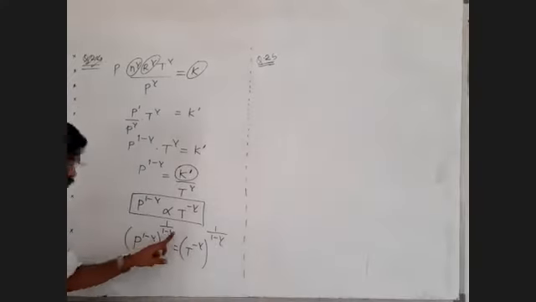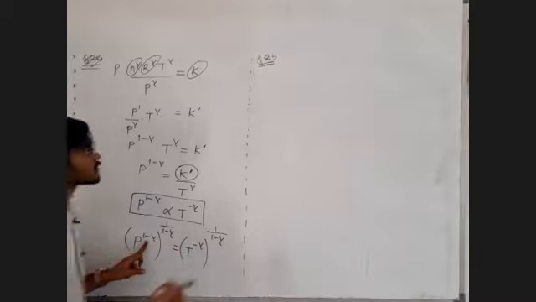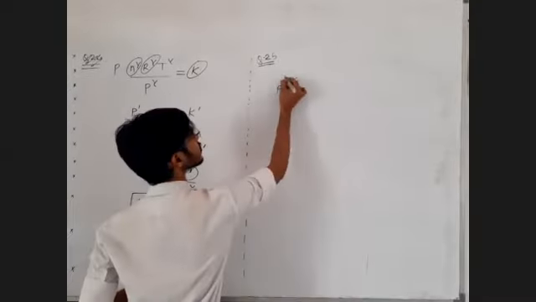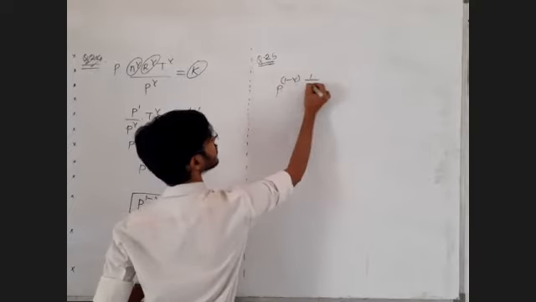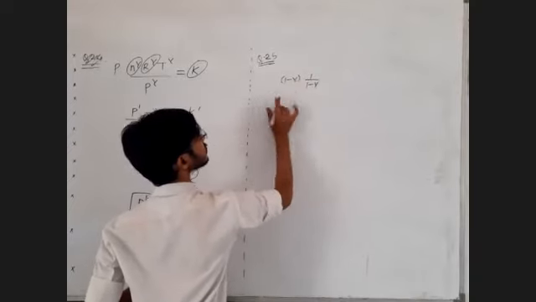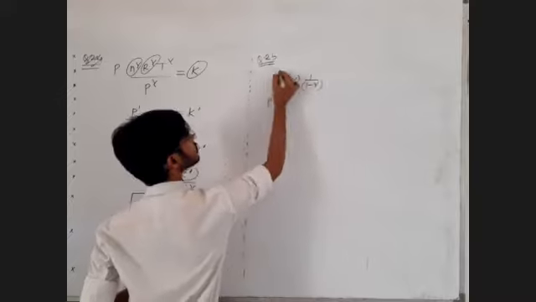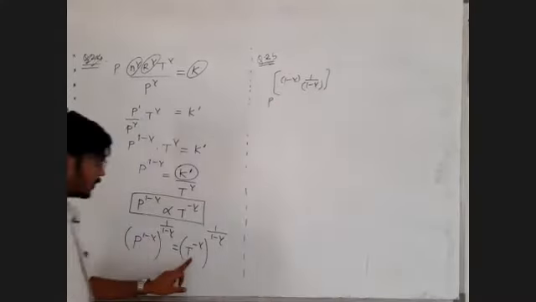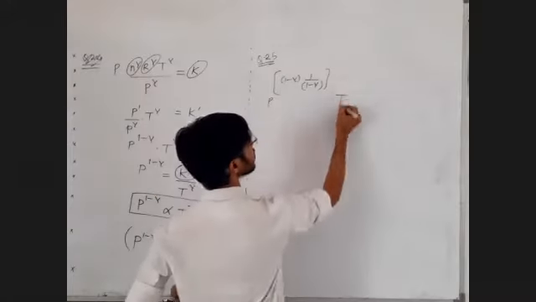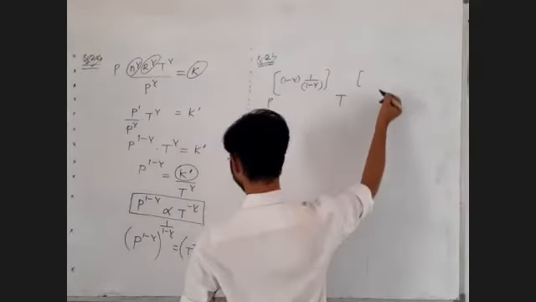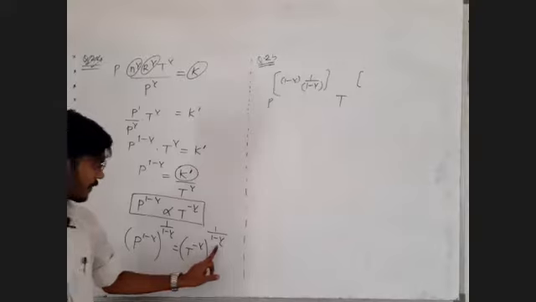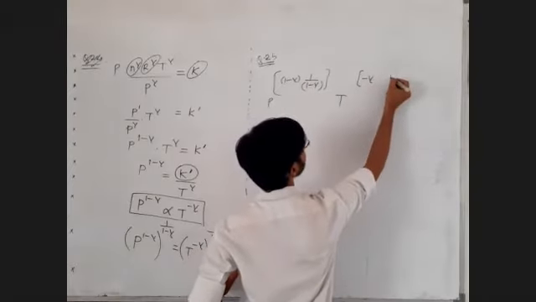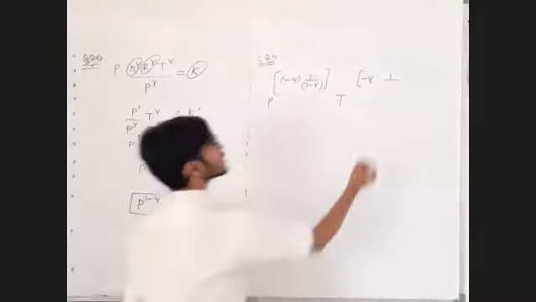Now you know, index of index is multiplication of index. 1 minus gamma multiplied by 1 upon 1 minus gamma. This is a bigger index. Index of index is multiplication of index. Here also, index of index is multiplication of index. Minus gamma multiplied by 1 upon 1 minus gamma.